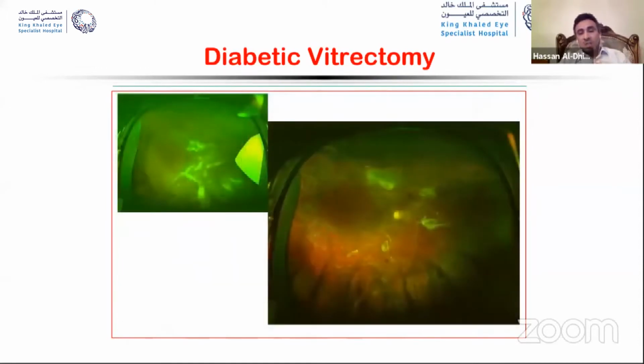This is the picture of the patient after the surgery. You see the macula looks nice, while we have residual membranes, but these have already been segmented, and the vitreous attached to them has been removed, with good retinal photocoagulation. So we are maintaining at least the vision of this patient.